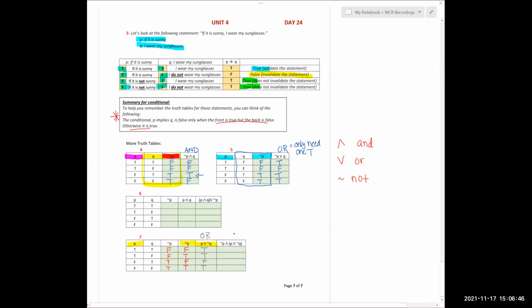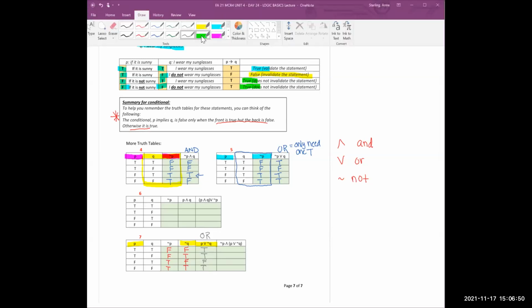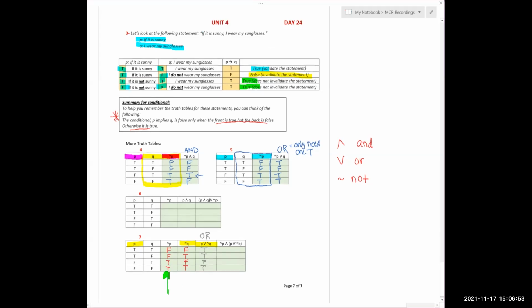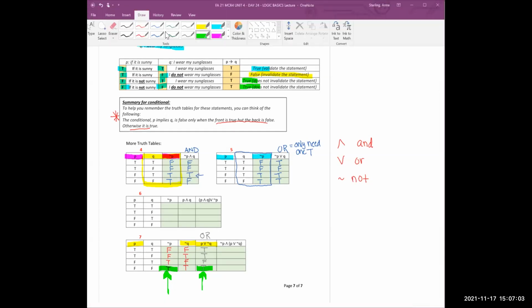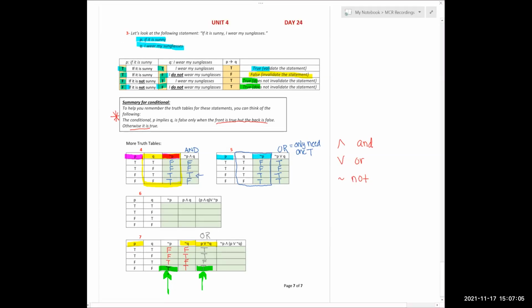Sounds good. All right, then this one says, well, now I want you to do not P with this thing and do an and. So I'm going to look for the only time I have two truths in those columns, and every other time it's going to be false. So I only have the two truths there. So false, false, false, true.